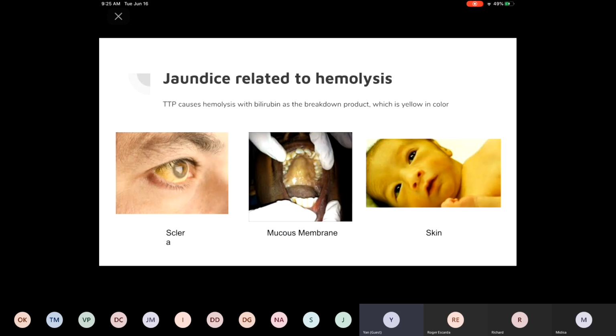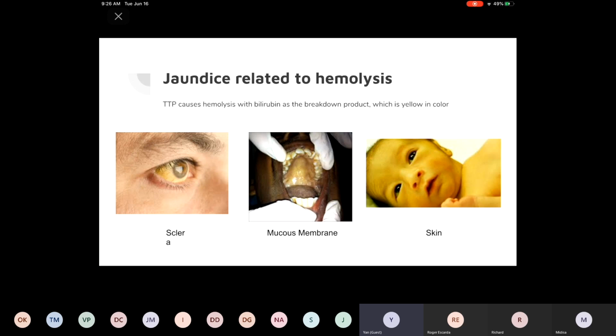TTP will cause hemolysis with bilirubin as one of the breakdown products. And we know bilirubin will cause jaundice. Usually our normal lab value will be looking for under 1.2 for adults to be considered normal. You can start seeing signs and symptoms of jaundice, meaning yellowness of the color of the skin or the eyes at around 2 to 3.